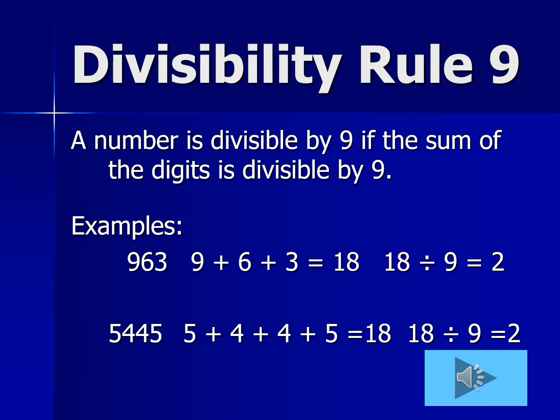Divisibility rule for 9. A number is divisible by 9 if the sum of the digits is divisible by 9. Given examples: 963. So we add 9 plus 6 plus 3, we get 18. 18 is divisible by 9, so we can say 963 is also divisible by 9. So this rule is similar to the rule we had studied in divisibility for 3.